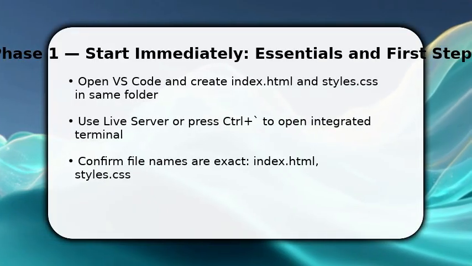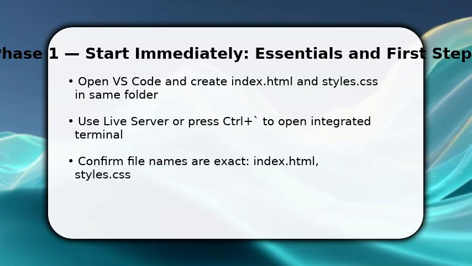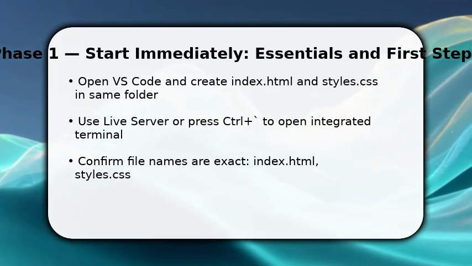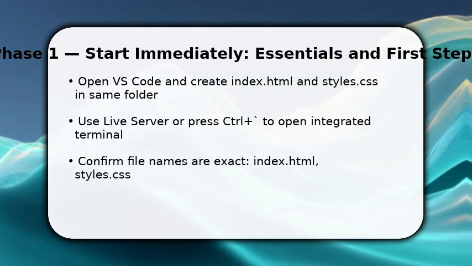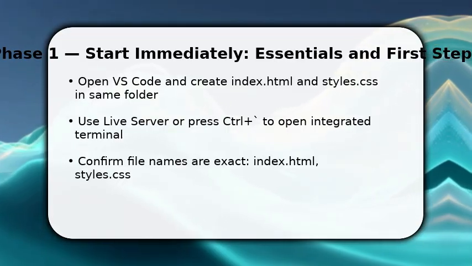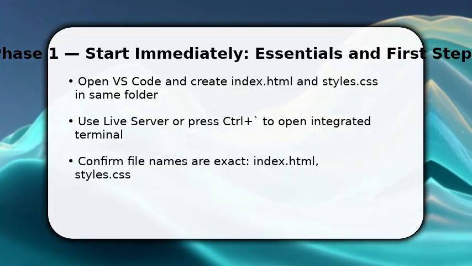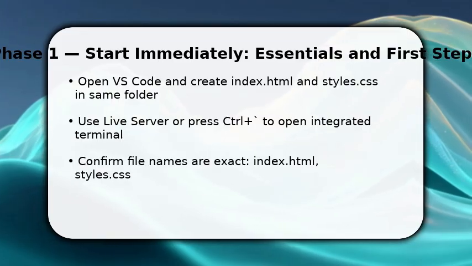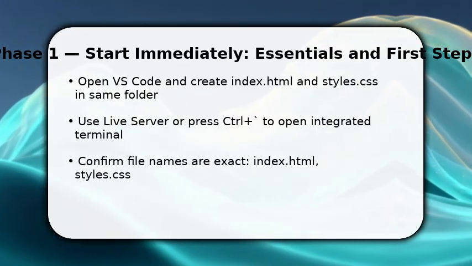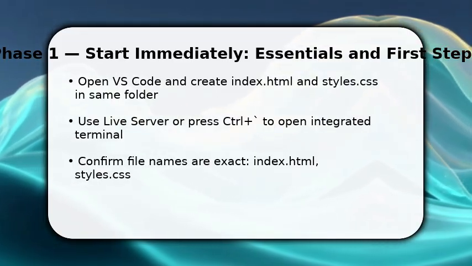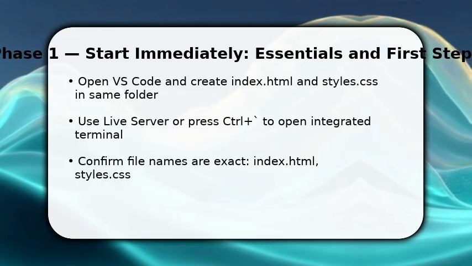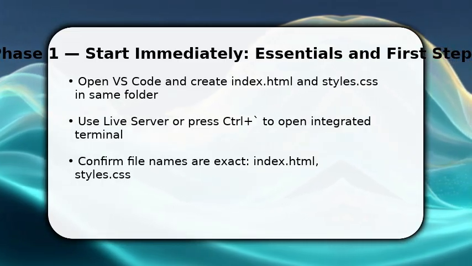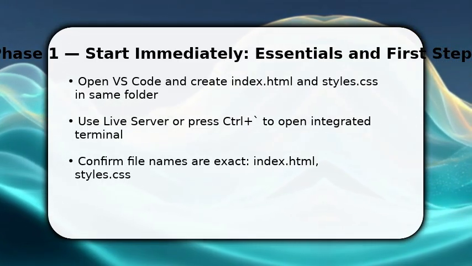You start by creating index.html and styles.css in the same project folder so the path stays simple. Once done, open both files in VS Code side by side. Make sure you can see the file tree. Use the integrated terminal or live server extension to preview. This saves time. You should also set the HTML language mode and save both files so autocomplete works.